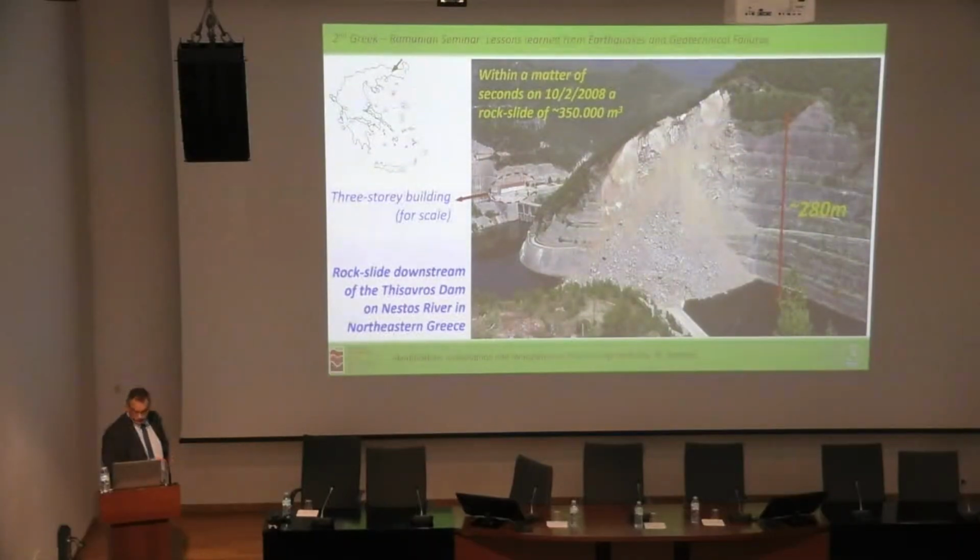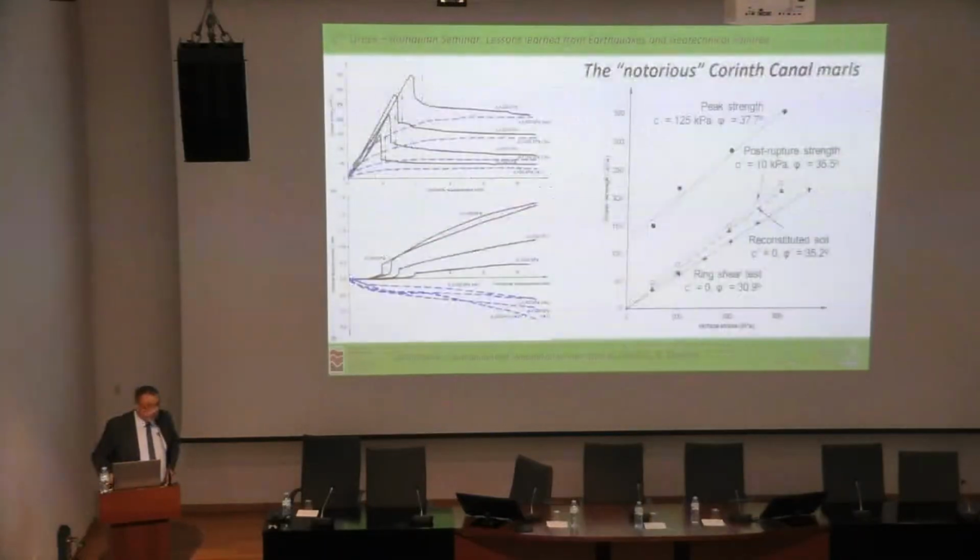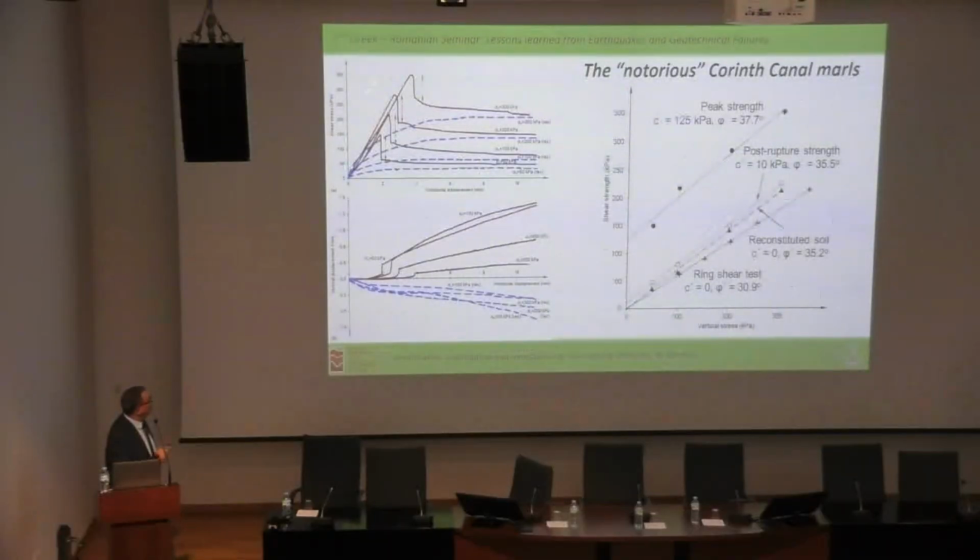Similarly, again within a matter of seconds, and again in February, where, by the end of this presentation, most probably we will see a relation with the occurrence of landslides, we had a landslide of 20 to 25,000 cubic meters on the south slope of the Corinth Canal, which again took place within a matter of seconds, practically with nothing that can be done, and is associated with a soil behavior that, in terms of strength and the evolution of strength with shear strain, looks like this.